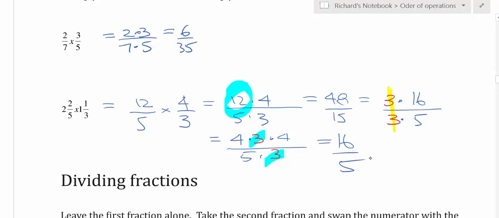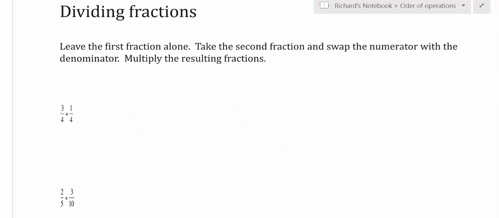So I think it's probably easier to see that 12 factors into 3 times 4 than it is to see that 48 factors into 3 times 16. So the message is, if you see something that factors easily, see what sort of cancellations you can figure out from that. Okay, dividing fractions.